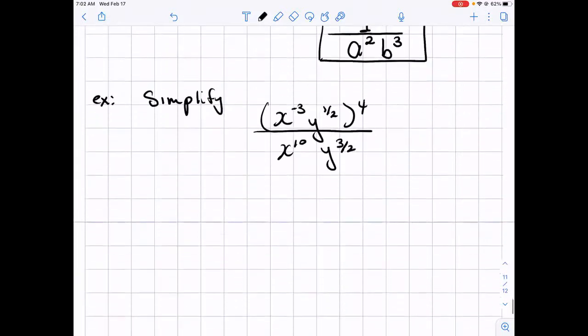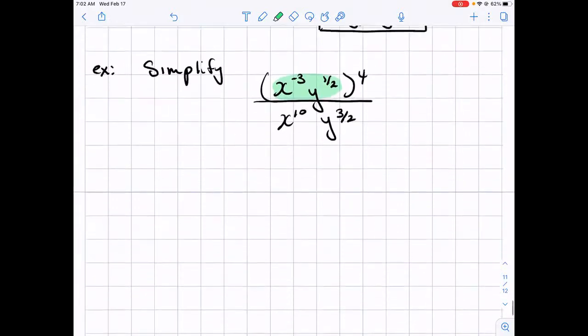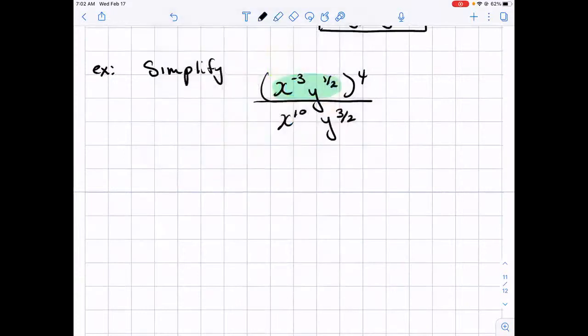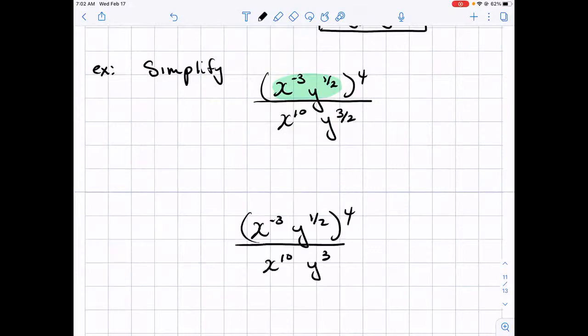Well, keep in mind inside parentheses first, right? So you always look inside here. Can you simplify anything in there? Since the bases are different, there's nothing you can do. So the only thing we can do now is to distribute that 4. So we have x to the -3, y to the 1/2, and this 4 power there. The denominator stays the same.